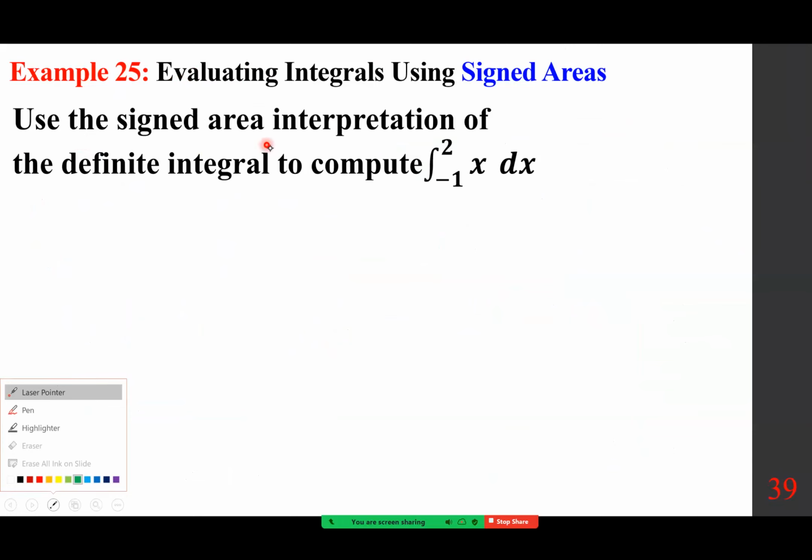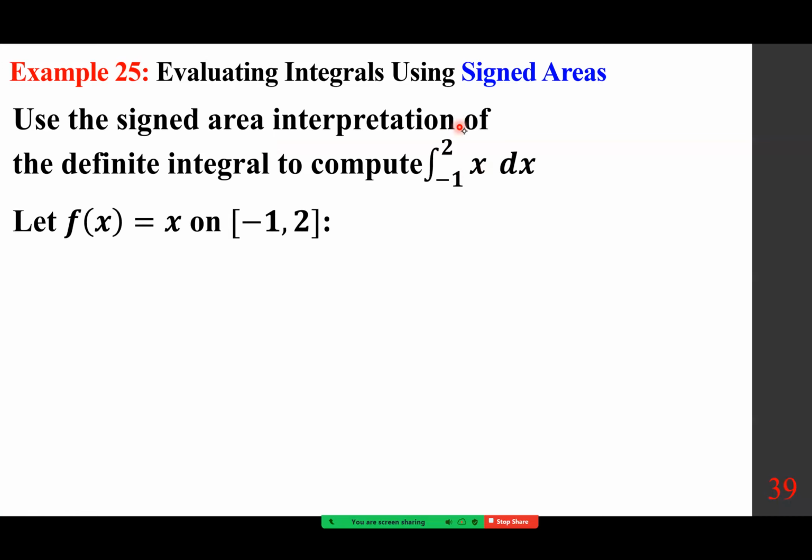Now, use the signed area interpretation of the definite integral to compute the integral of x dx from negative 1 to 2. So what is the function? The function y, or f of x, is x in the interval of negative 1 to 2. And f of x equals x, or y equals x, is a line through the origin.